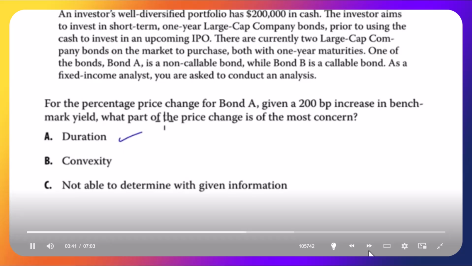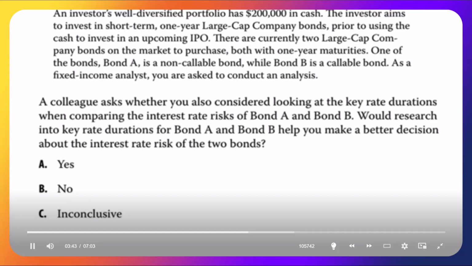A colleague asks whether you also consider looking at key rate durations when comparing the interest rate risk of bond A and bond B. Would research into key rate durations for A and B help you make a better decision about interest rate risk of the 2 bonds? Well, they're one-year bonds. How many key rates are you going to have? Not only that, the sum of the key rates adds up to effective duration anyway, so not really. The answer here is going to be no.